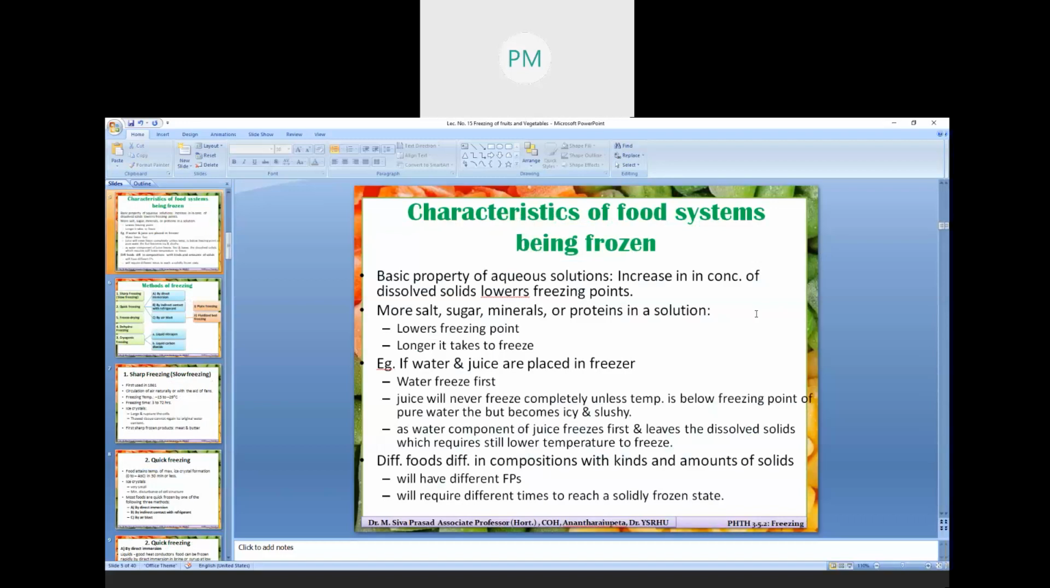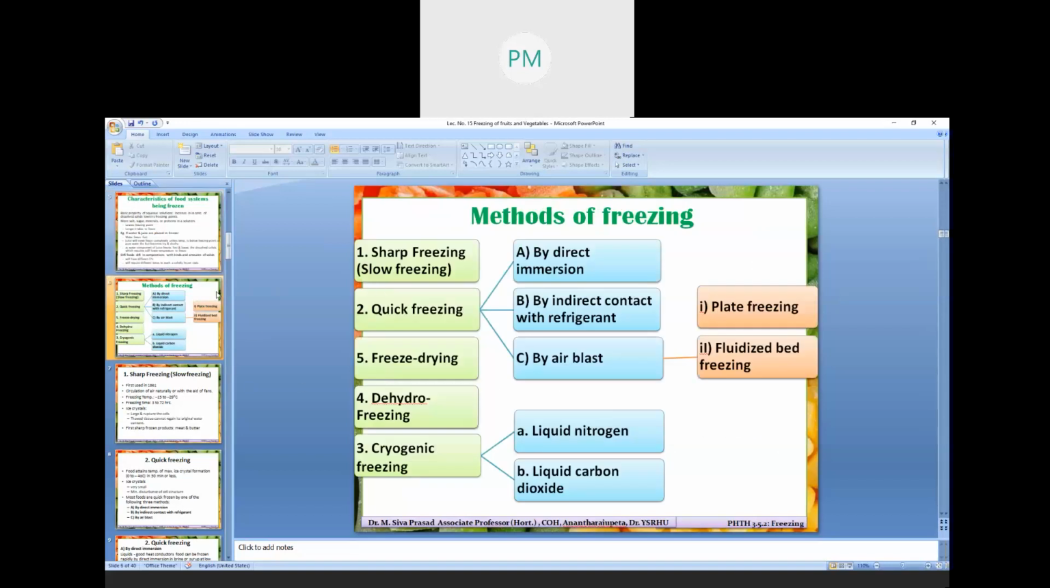Then you have the characteristics of food, where the basic property is used for preservation. The presence of soluble solids like organic acids, proteins, salt, sugar and minerals lowers the freezing point, and it will take more time to freeze. For example, pure water freezes earlier than salt water or sugar water, that is, syrup. Then we went through the different methods of freezing. We have five methods: slow freezing, quick freezing, freeze drying, dehydro-freezing, and cryogenic freezing.